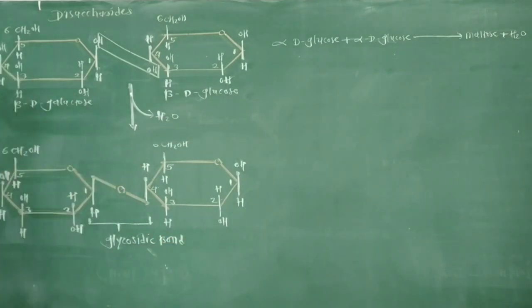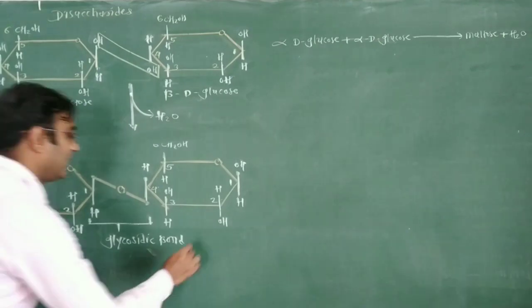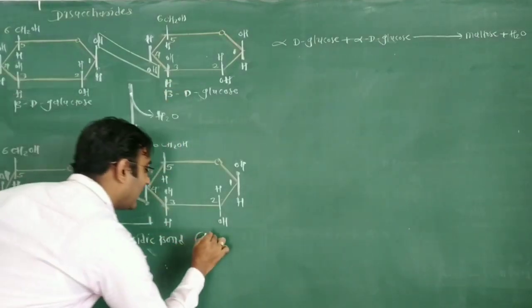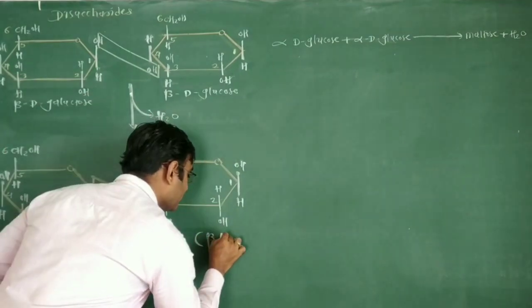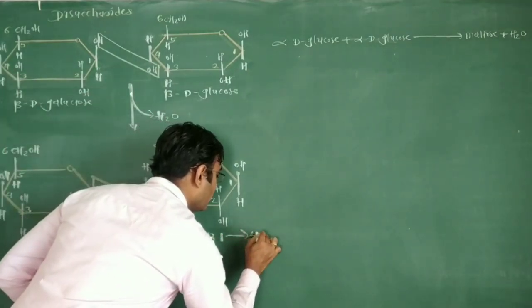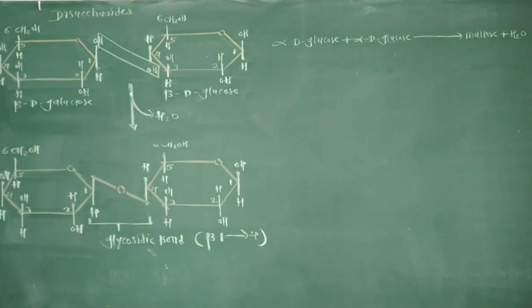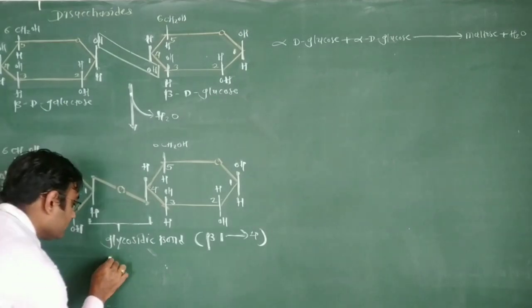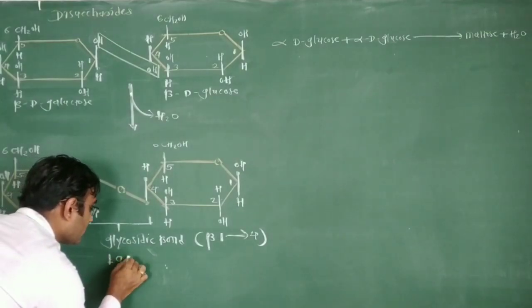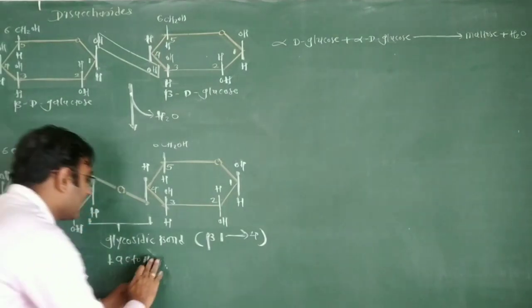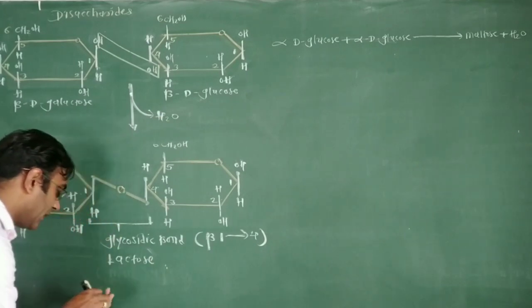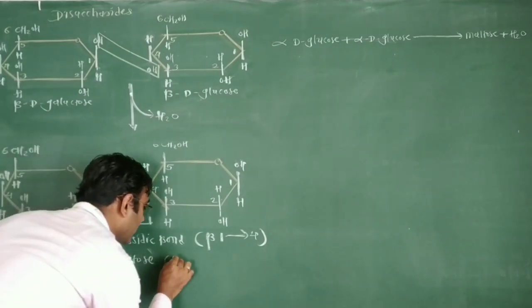What is the position of the glycosidic bond? Both chemicals are beta, so that is a beta 1 to 4 linkage. Now the chemical structure comes into existence, that is lactose. And lactose is present within milk. That's why it is called milk sugar. Lactose is milk sugar.